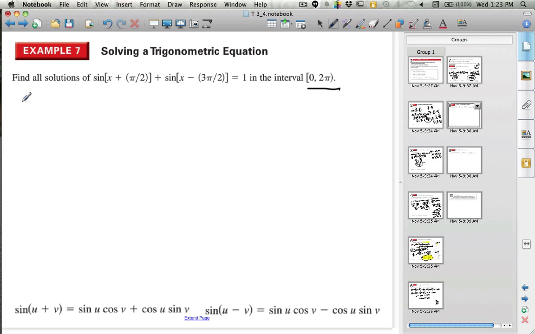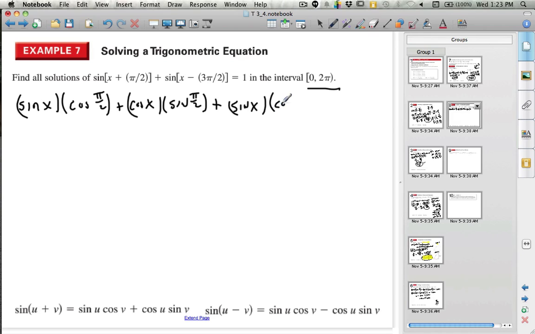So I know I'm going to have the sine of x times the cosine of pi over 2 plus the cosine of x times the sine of pi over 2, plus, now I'm going to do the difference over here, sine of x times cosine of 3 pi over 2 minus cosine of x times the sine of 3 pi over 2. Sorry, my handwriting is pretty bad here.